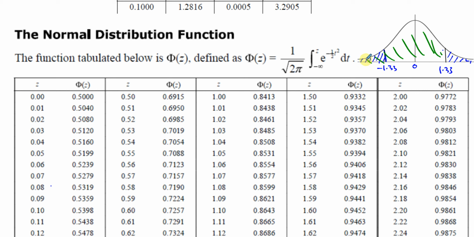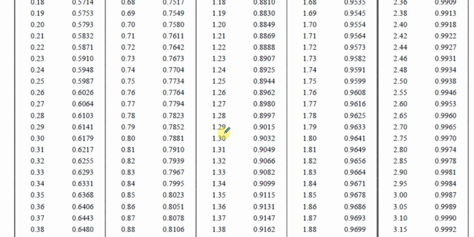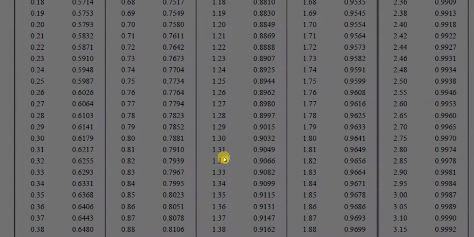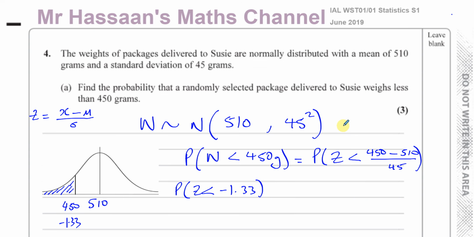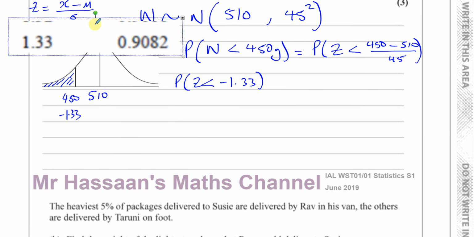So if I find the area from here all the way to there, and I take that away from 1, I'll be left with the area I want. So that's basically what we're going to do. Let me take the value for 1.33, and we'll use that on the other side. So we get 1.33, which is over here. I'll take that value and we'll then work out what we need to work out.